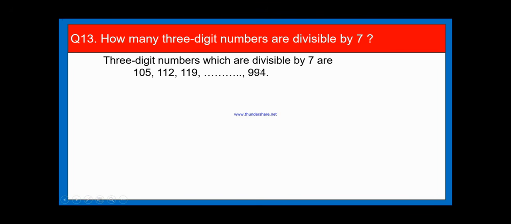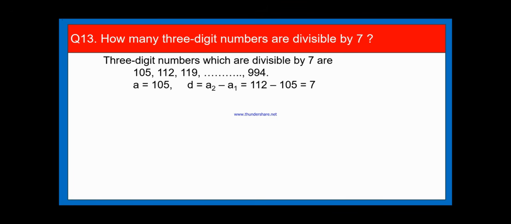Here if you observe, this is an arithmetic progression, as the difference between any two successive terms is the same. This is an AP. In this arithmetic progression, the first term a is equal to 105 and the common difference d is a2 minus a1, 112 minus 105 is 7. Common difference is 7, d is equal to 7 and a is equal to 105. And we know that this is some nth term. The nth term is 994.